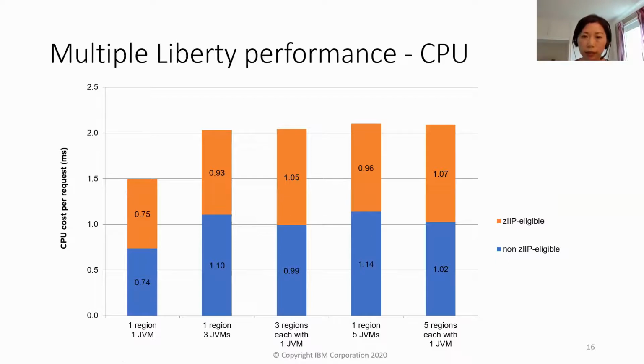Next, let's look at the CPU consumption. For the CPU consumption per request, we can see the one JVM in one region has better CPU usage than the other setups. Across the other setups, you would get a little bit higher CPU cost per request. And also the orange bar shows you how much is zIIP eligible and how much would be running on the general CP.